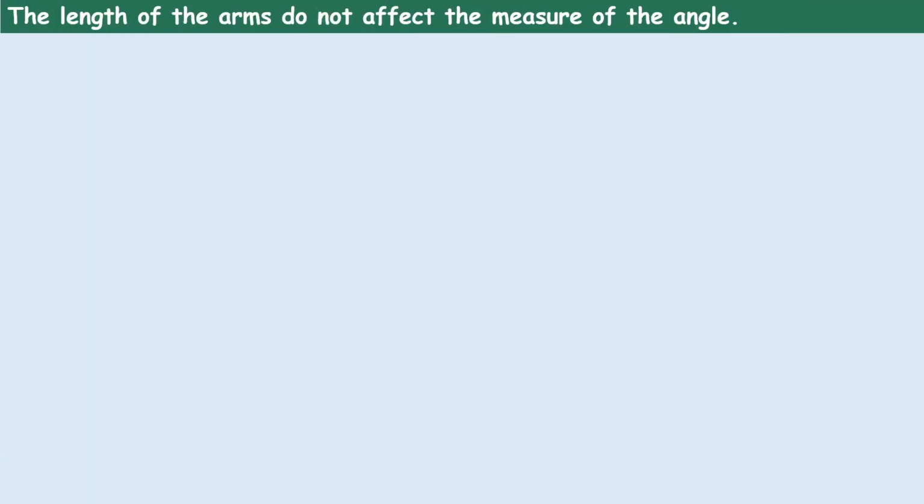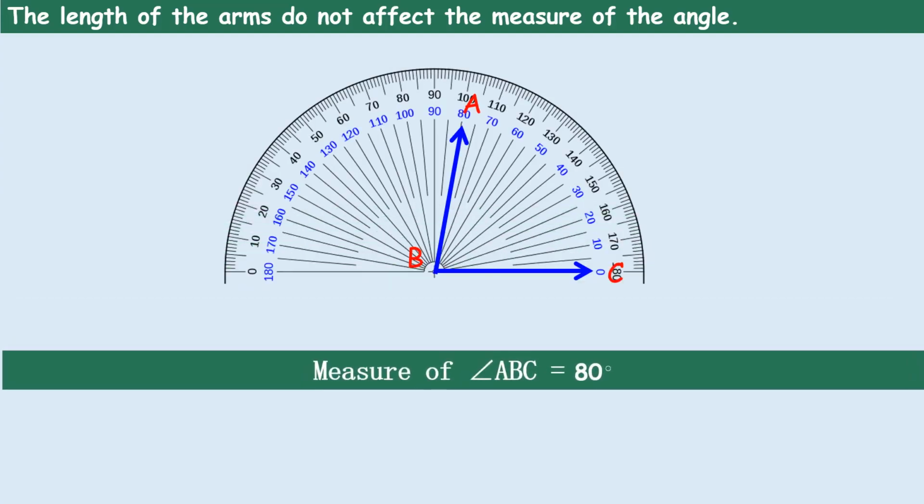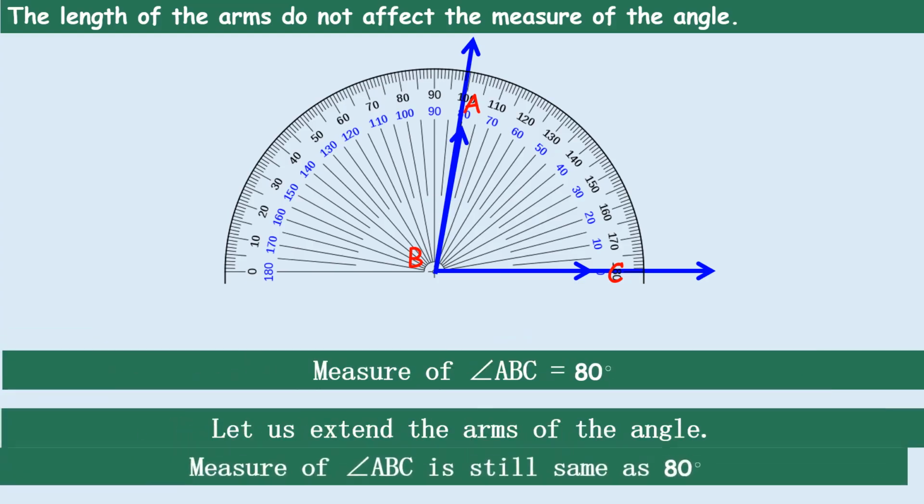Always remember, length of the arms do not affect the measurement of the angle. Here, the given angle ABC measures 80 degree. Let us extend the length of the arms AB and BC. There is no change in the measurement of the angle. Measurement of the angle remains same.